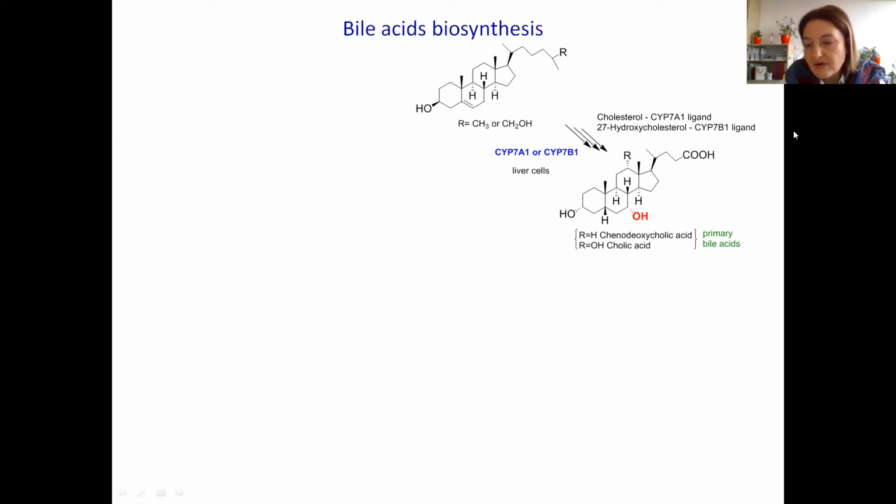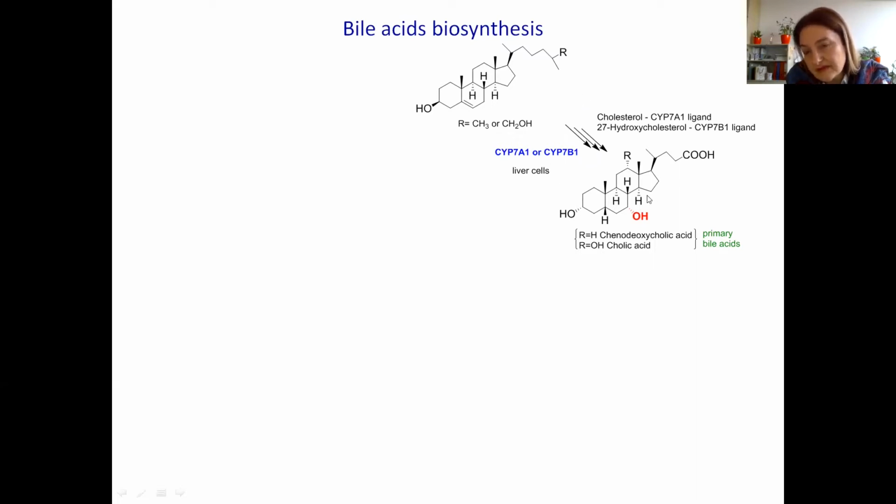Bile acids are synthesized from cholesterol in two ways, in two synthetic strategies. The first is more common for humans. This is the neutral pathway, and in that pathway, cholesterol is 7-alpha hydroxylated in the first step by the CYP7A1 enzyme. Another alternative pathway is the acidic pathway, where the first step is oxidizing cholesterol into 27-hydroxycholesterol, and then that molecule is 7-alpha hydroxylated by the CYP7B1 enzyme.